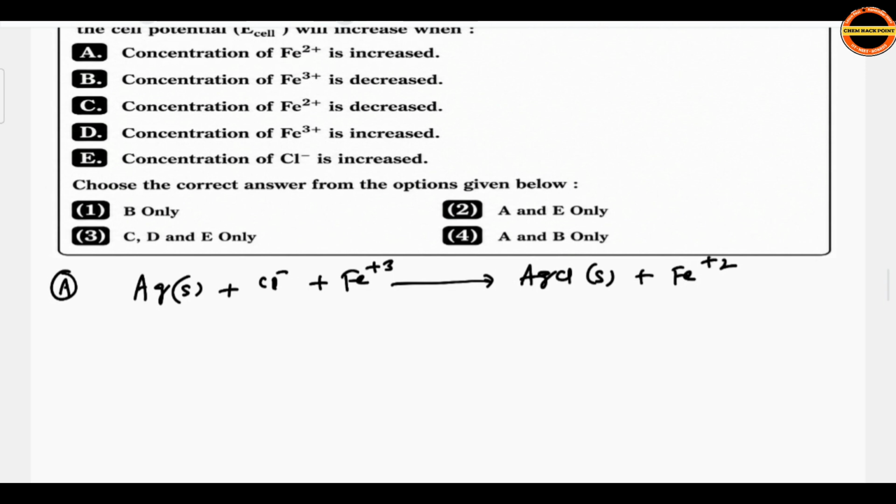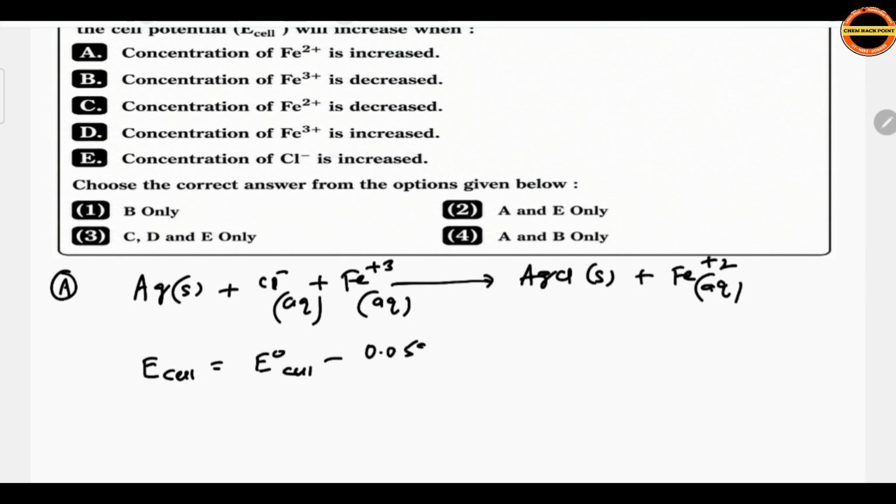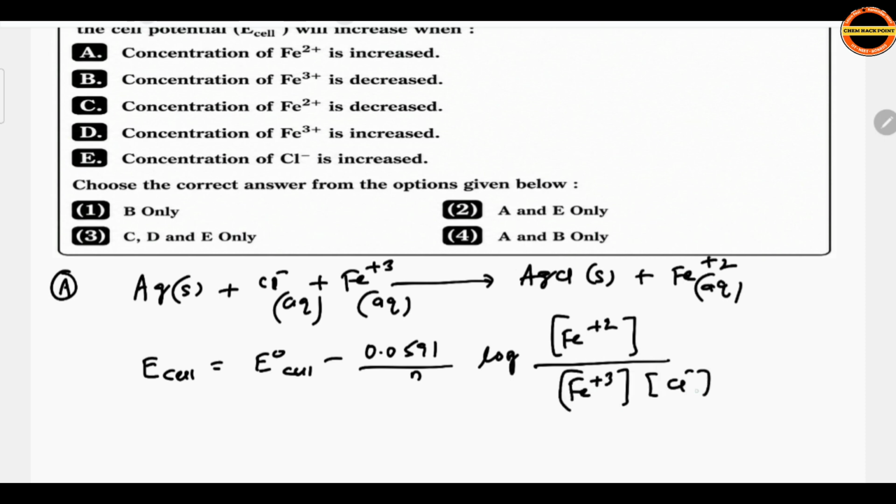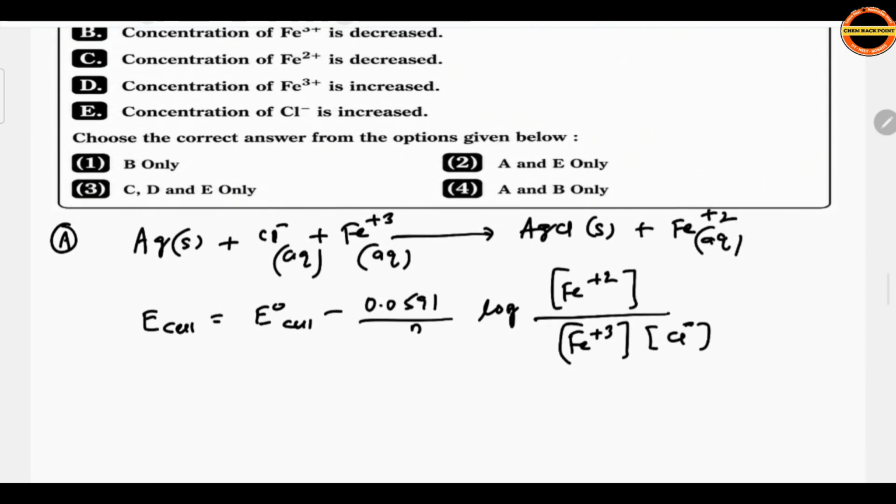After that, using the regular Nernst equation: these are in aqueous form, and we know only aqueous species are included in the reaction quotient Q, not solids. So E cell is equal to E naught cell minus 0.0591 by n log Q. Log Q is the right-hand side Fe plus 2 concentration divided by the left-hand side Fe plus 3 concentration and Cl minus ion concentration. That's what we got overall based on the Nernst equation.